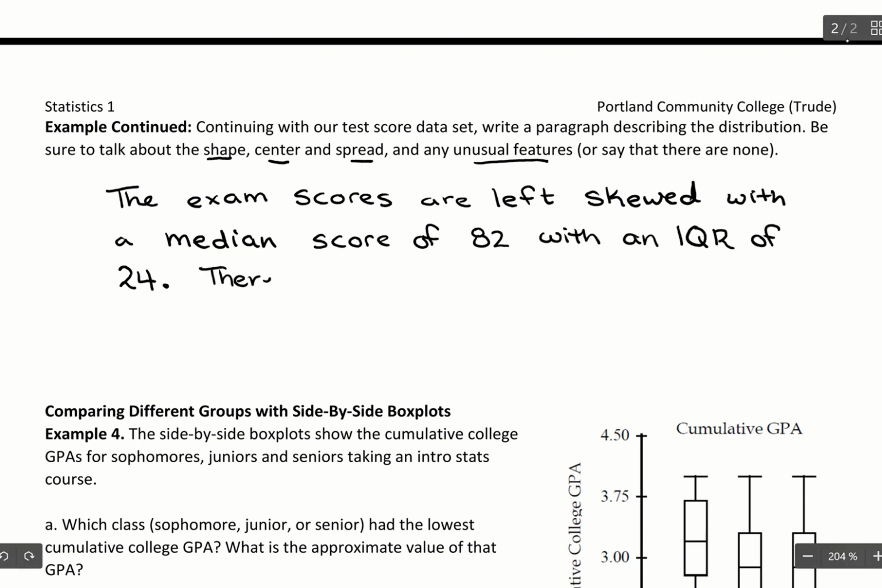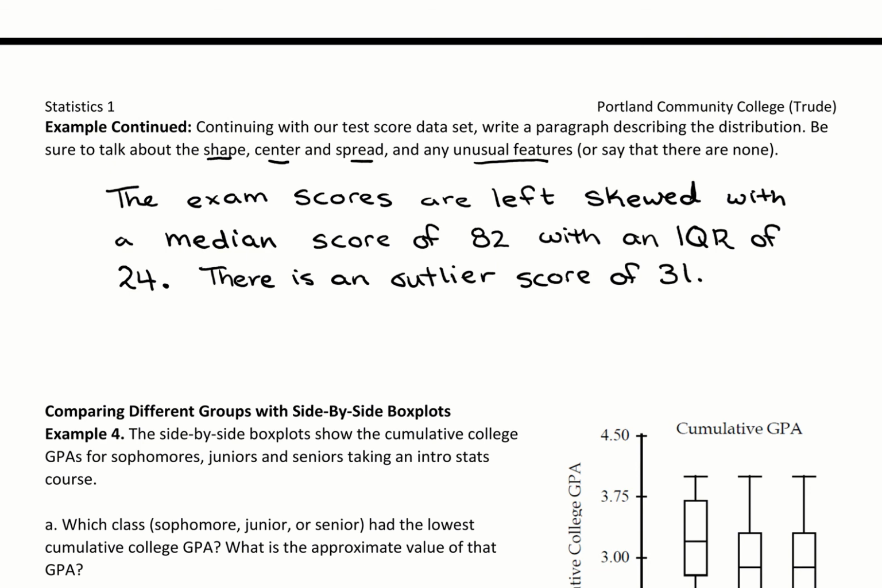There is an outlier score of 31. And that would be a complete description of our distribution, describing that shape, center, spread, and if there are any outliers or not.